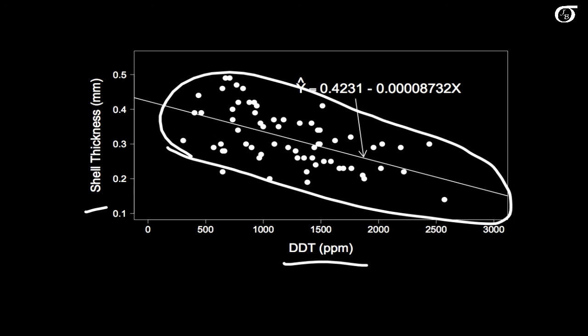But keep in mind that this was an observational study, and so we cannot say that there is a causal link, that the DDT was actually causing that decrease in shell thickness. It may very well be the case, but this type of analysis cannot reach a conclusion that strong.